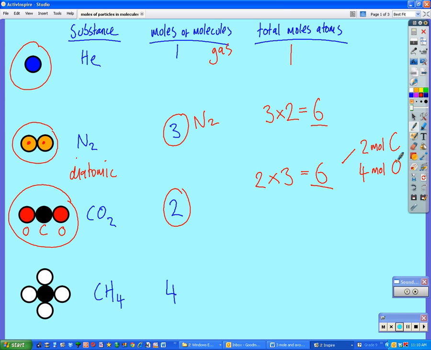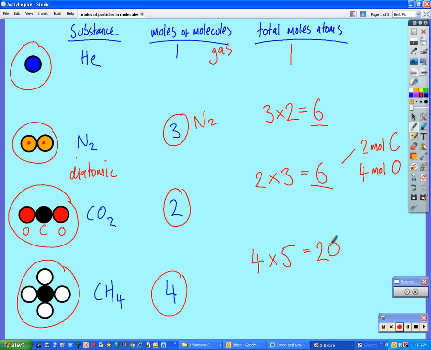Methane, a carbon and 4 hydrogens. So if you had 4 moles of methane, 4 moles of methane gas, or 4 moles of methane molecules, in total you would have 4 times 5, 20 moles of atoms, because each molecule of methane contains 5 atoms.